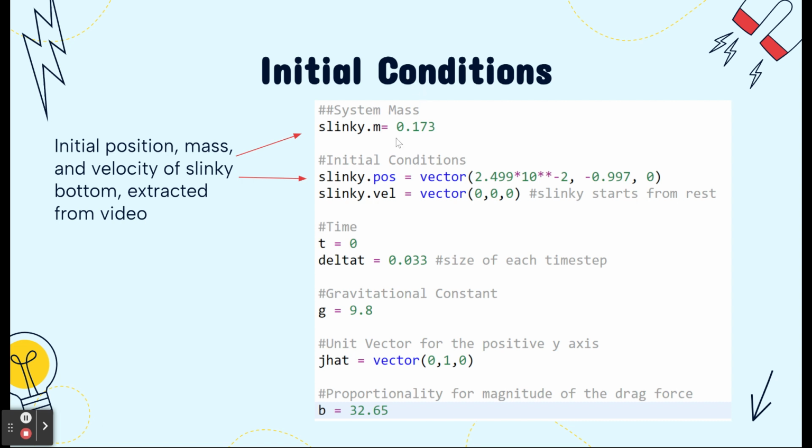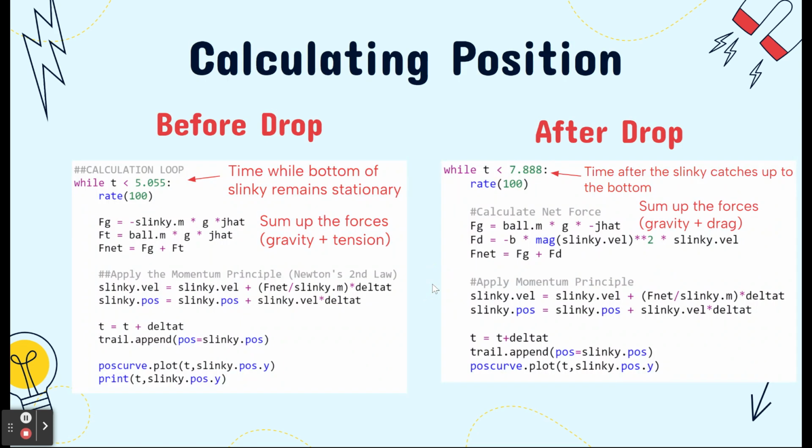So the initial conditions I made in my computational model. Obviously we have the slinky's mass, which was 0.173 kilograms. The initial position of the slinky, which was extracted from the video, and the initial velocity was zero because the slinky started from rest, and then the time step was 0.033 seconds according to the Tracker data. And then I set my proportionality to be 32.65.